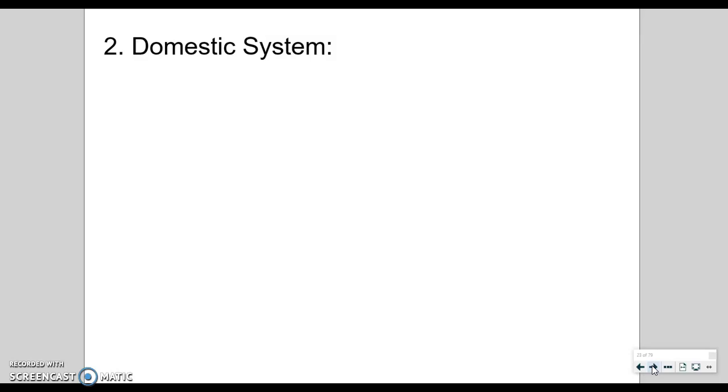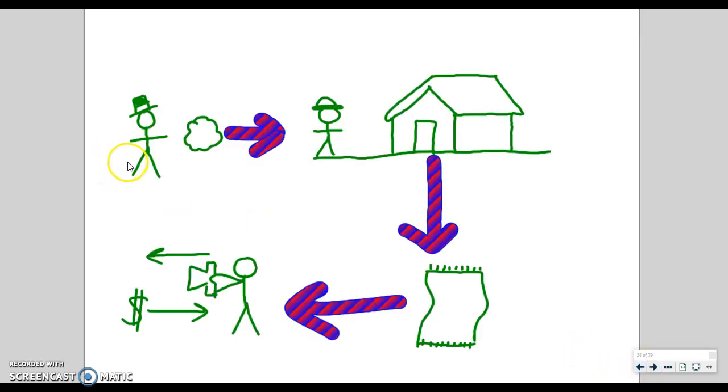The next picture is entitled The Domestic System. So go ahead and write that title down, and then I will go through the picture for you. Domestic system is when we have Mr. Farmer who picks the cotton, brings it home to his lovely farmer wife, and in the home she weaves it by hand to sell as clothing for money.